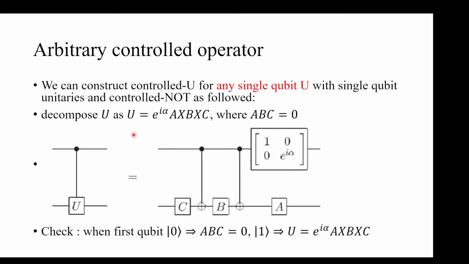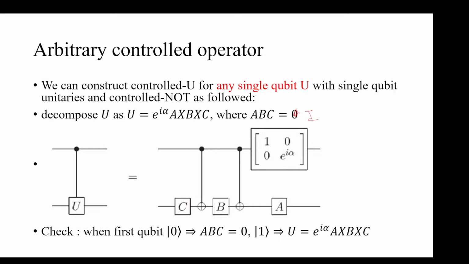We know we can always decompose U as e to the i alpha A X B X C, and we know these A, B, C are some rotations around the y and z axes. But for now, we just think of A, B, C as some single-qubit gates. And sorry for the typo: ABC is not equal to 0, ABC is equal to identity.